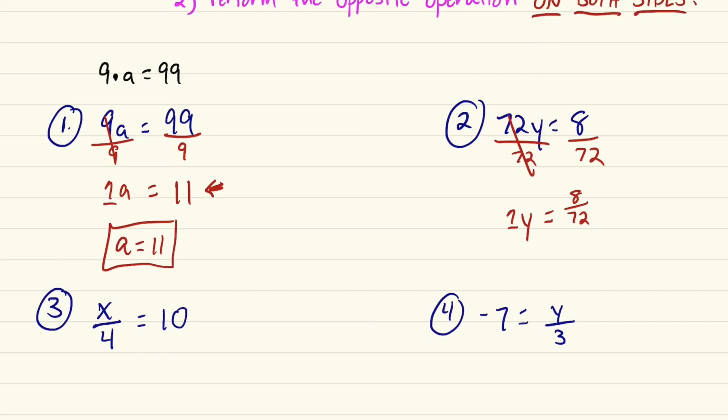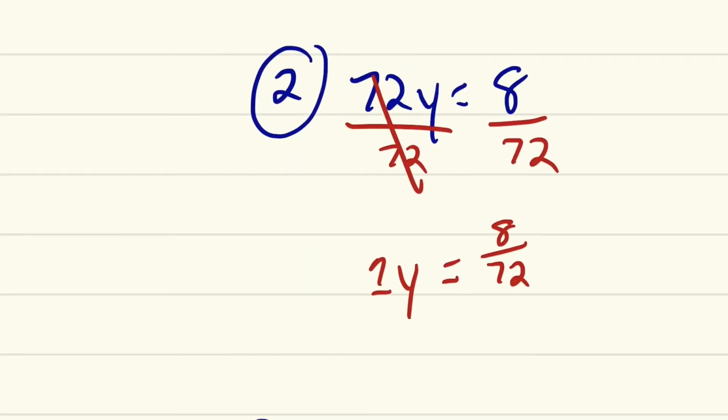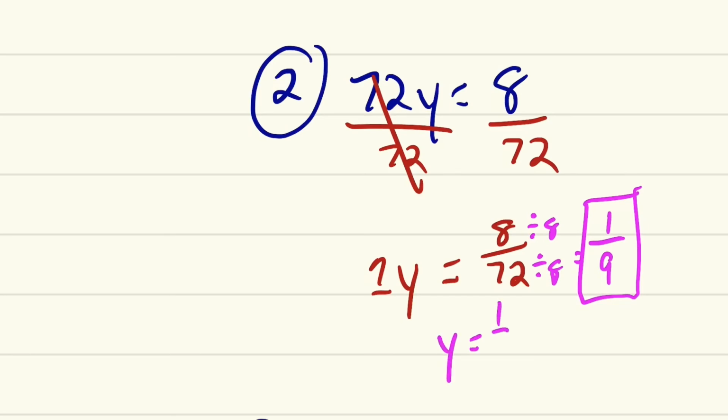And to reduce, all we have to do, and I'll zoom in here to help you out, is just find what number can go into both 8 and 72. Well, the answer is 8. I know 8 can go into 8, but I know 8 can go into 72. So 8 divided by 8 is 1, and 72 divided by 8 is 9. So the answer to this final fraction is 1/9, or you could rewrite it as y equals 1 over 9.